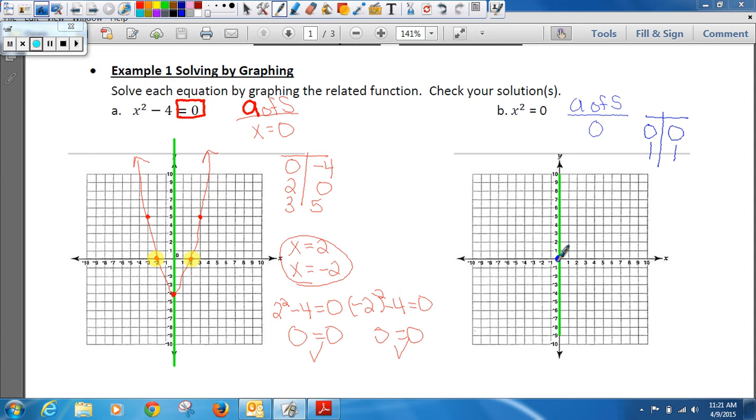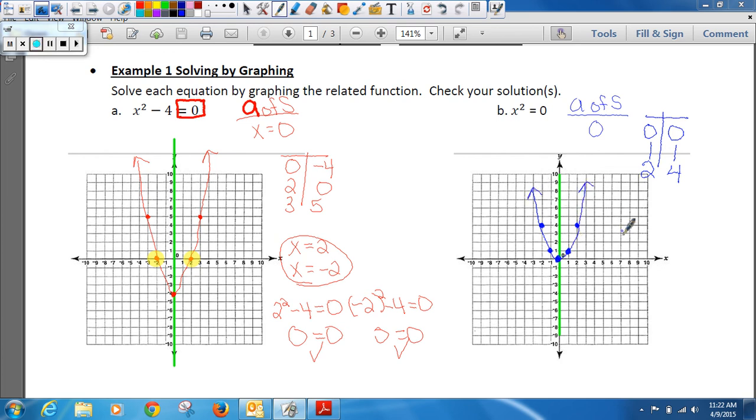It's going to open up because a is positive. 1, 1 is my second point. And I'm going to plug in 2. 2 squared is 4. And then I get my other side by using that axis of symmetry. And then I connect my points.